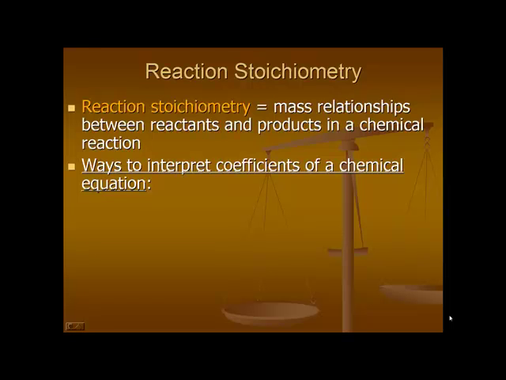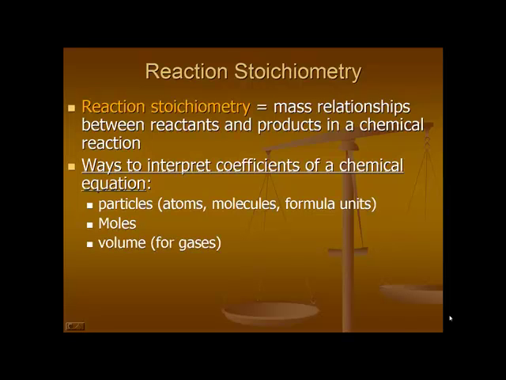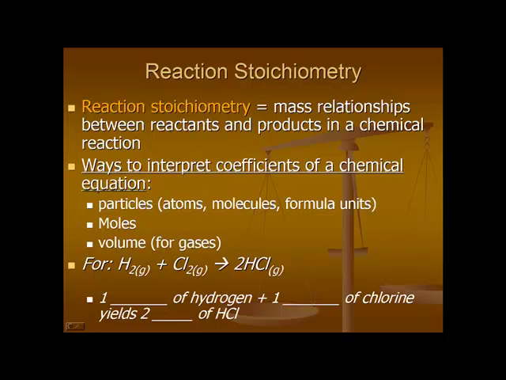The coefficients in a chemical reaction can mean particles, they can mean moles, and if we're talking about gases, they can also mean volume. So if we look at this equation as an example, we've got hydrogen and chlorine gas coming together to make HCl gas. The coefficients that are there, we can read it this way, filling in these blanks with really any of the different words that we need.